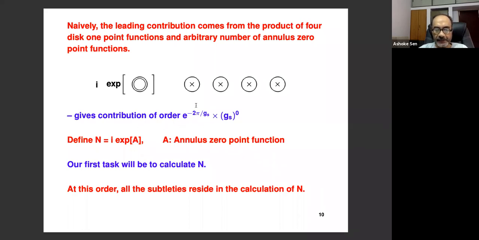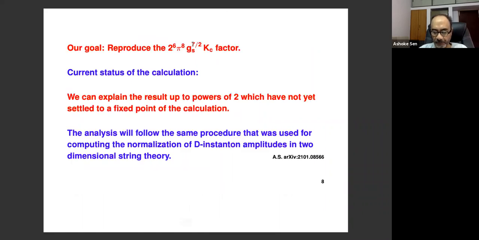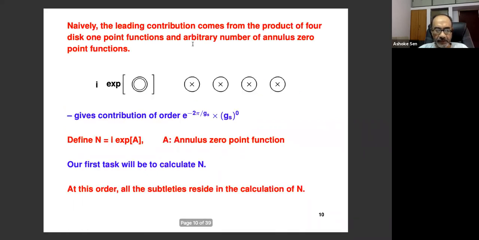So naively, it's given by e to the minus 2 pi by gs times something of order gs to the 0, which obviously is in contradiction with what you see here. We had this gs to the 7.5. But this, of course, is not quite the right answer, for reasons that I'll explain. The main subtle point is in calculating this. At this order, these are more or less straightforward, there are no divergences, and we can calculate them. But this is the subtle calculation, and most of this talk will be focused on this. Then we'll put everything together.